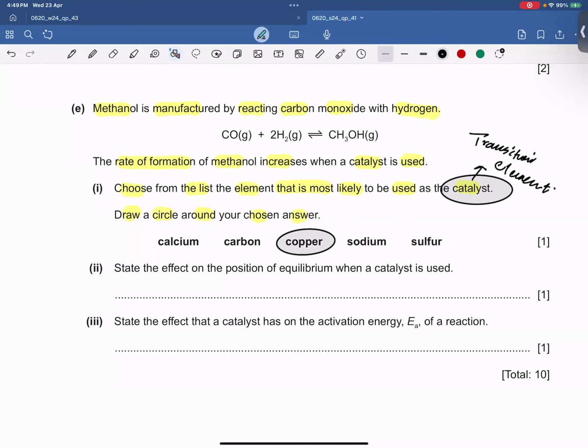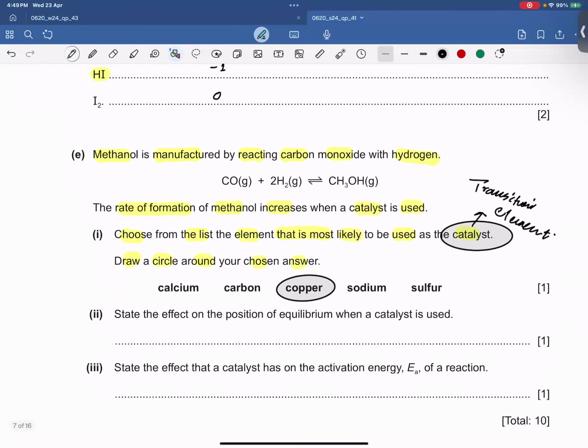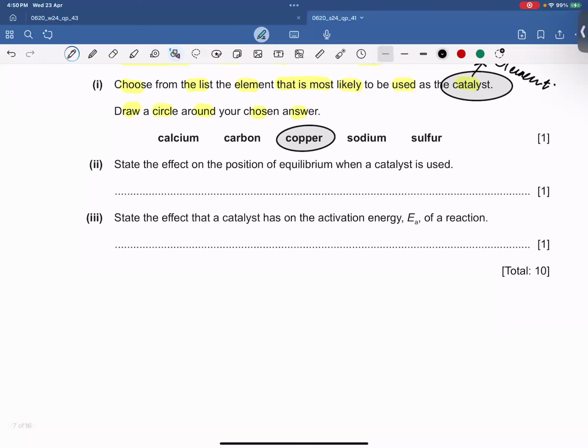State the effect on the position of equilibrium when a catalyst is used. No change in the position of equilibrium, because a catalyst only increases or decreases the rate of reaction. It has nothing to do with the position of equilibrium. State the effect of the catalyst on the activation energy: it lowers the activation energy.